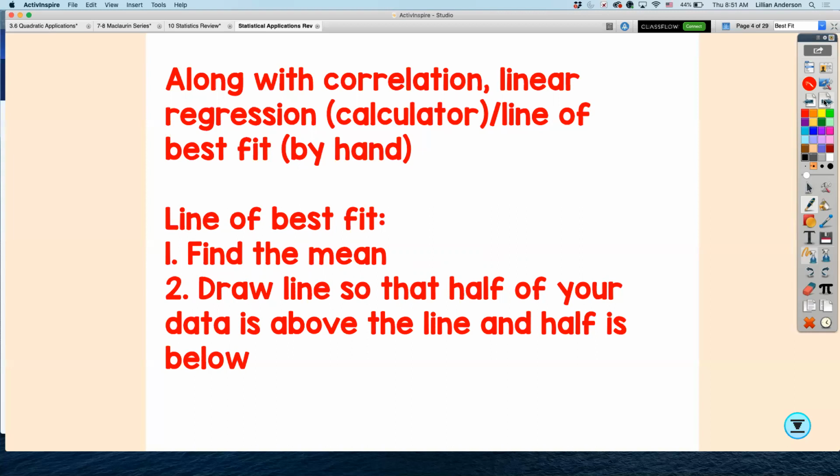You may be asked to draw a line of best fit. If you are asked, you need to do two things in order to draw it. You want to find the mean of your X data and the mean of your Y data, so your X bar and your Y bar, because you're going to plot that point, okay? Once you find that X bar and Y bar, you plot that point and then draw your line of best fit through the mean, so that half of your data is above the line and half of your data is below the line.